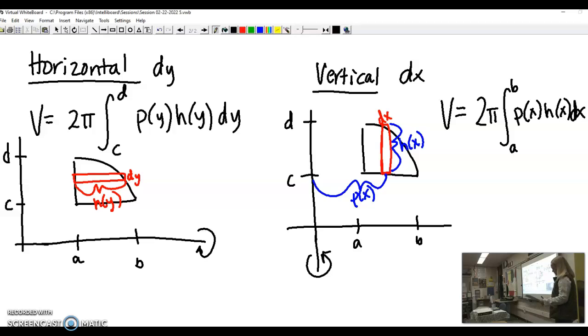Alright, let's actually set one up so we can see. I'll label this over here, but this here is your p of y. Again, p of y is usually just y, and p of x is usually just x. It's x distance from you, unless you're rotating around a different line.